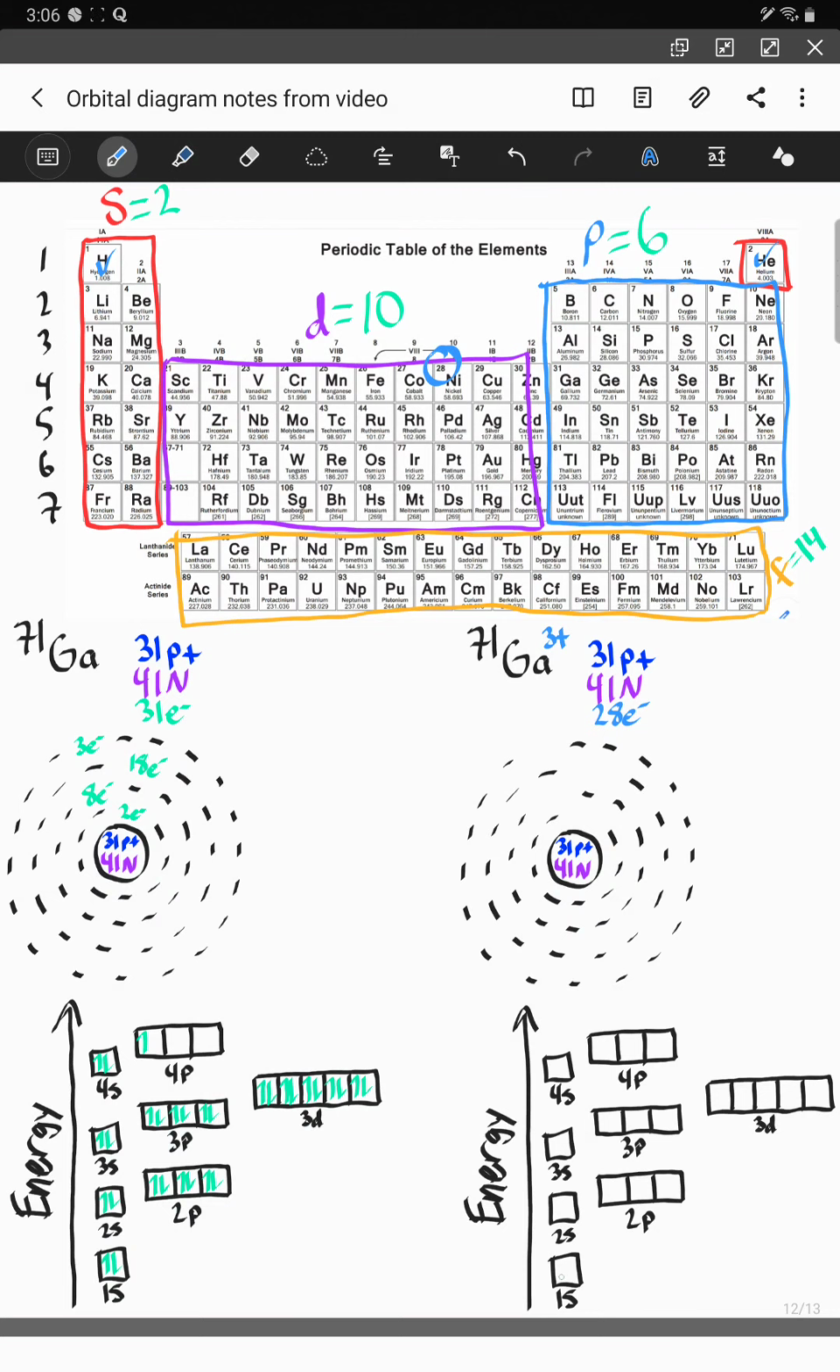We're going to fill in those 2 in the 1s orbital. Keep moving left to right. We're going to fill in those 2. Left to right, fill in those 6. All right, keep going left to right. Fill in these two, 3s orbital. Keep moving left to right. Fill in the 3p orbital.